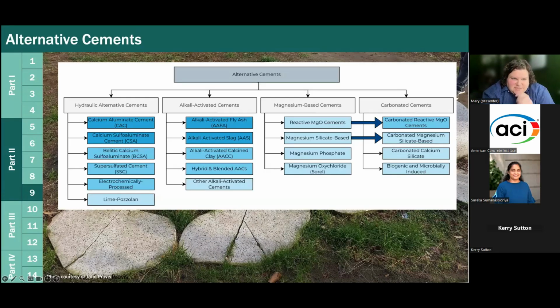But for alternative cements, there's a ton of them out there. The chemistry varies, and there are many different ways to organize them. The way that we did was hydraulic alternative cements, alkali activated cements. Hydraulic alternative cements are those that can be activated with water, similar to Portland cement where you just add water. Alkali activated cements are activated with a high pH activator. There's magnesium-based cements, and then carbonated cements, which are specifically designed to be cured in an accelerated carbon curing environment.